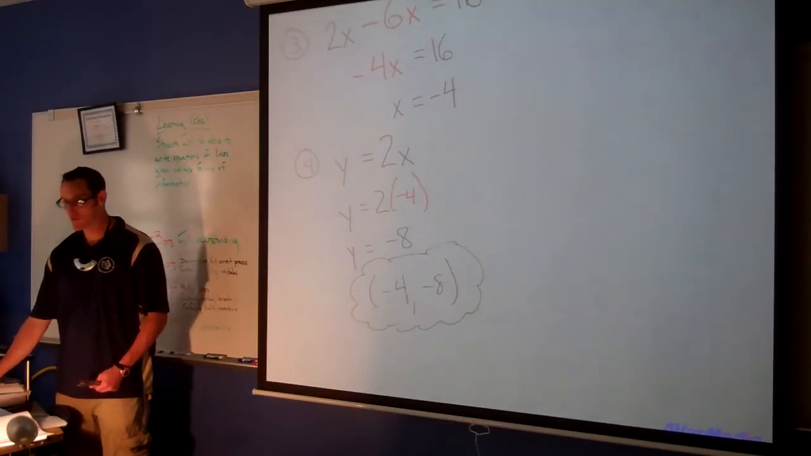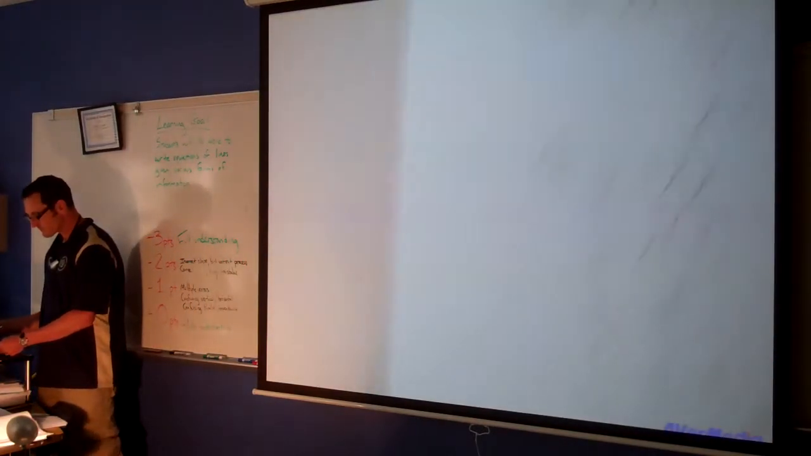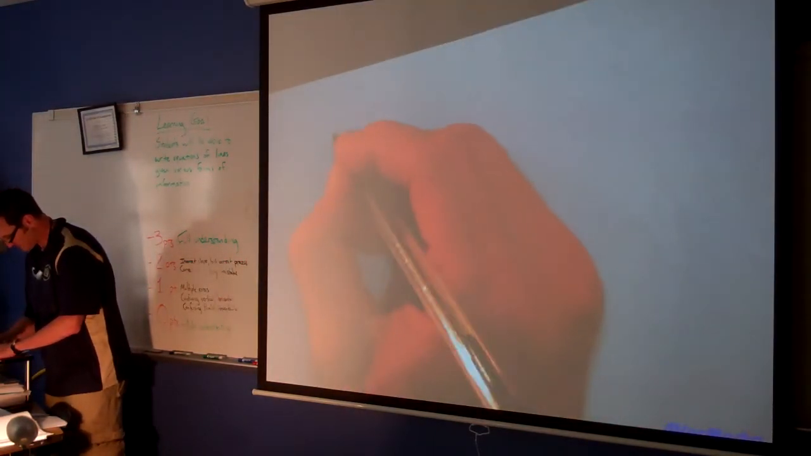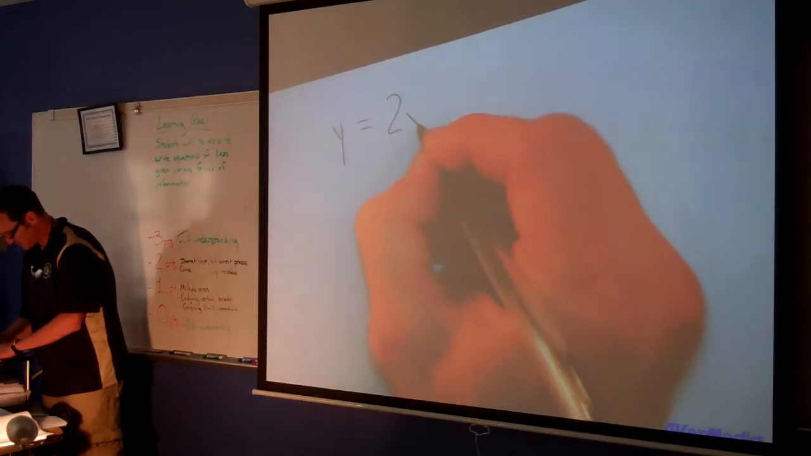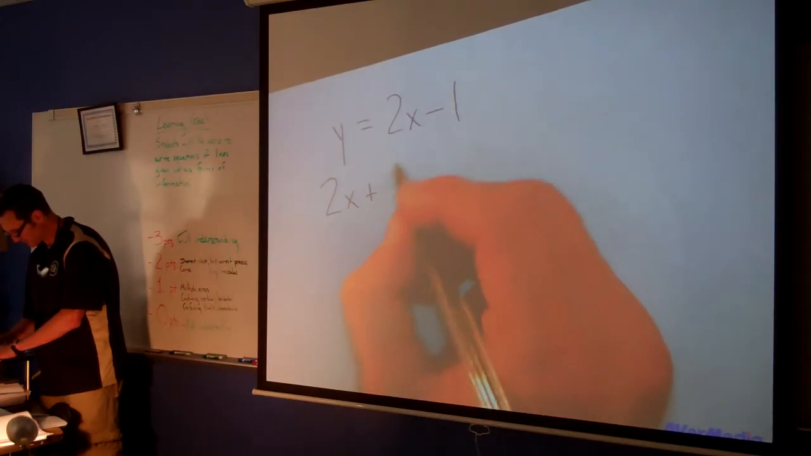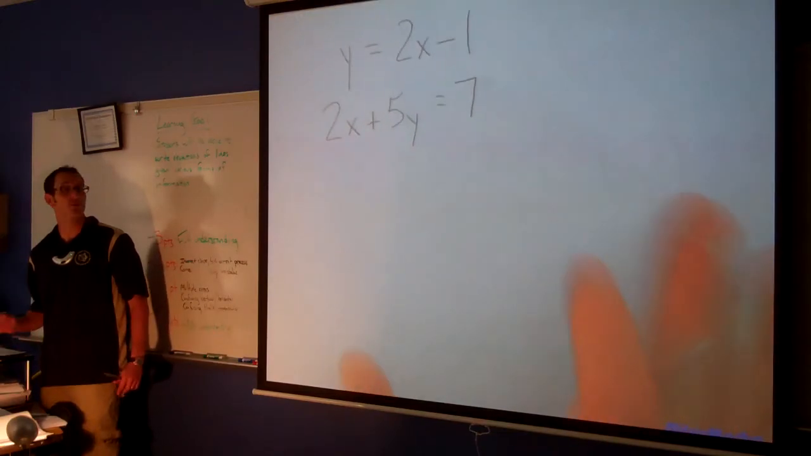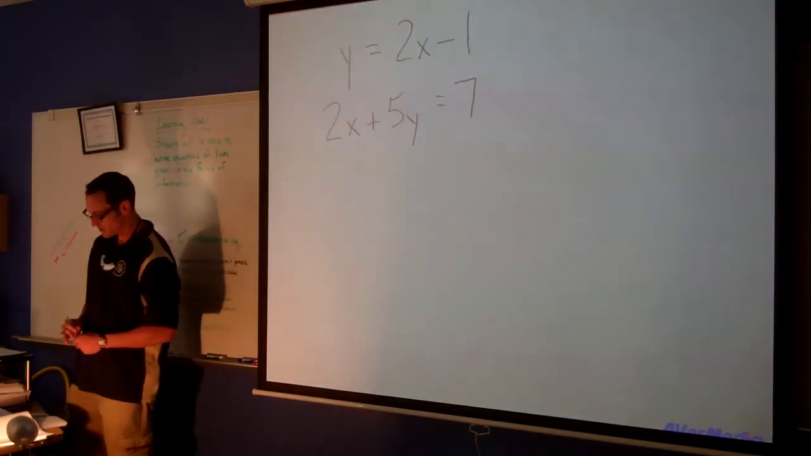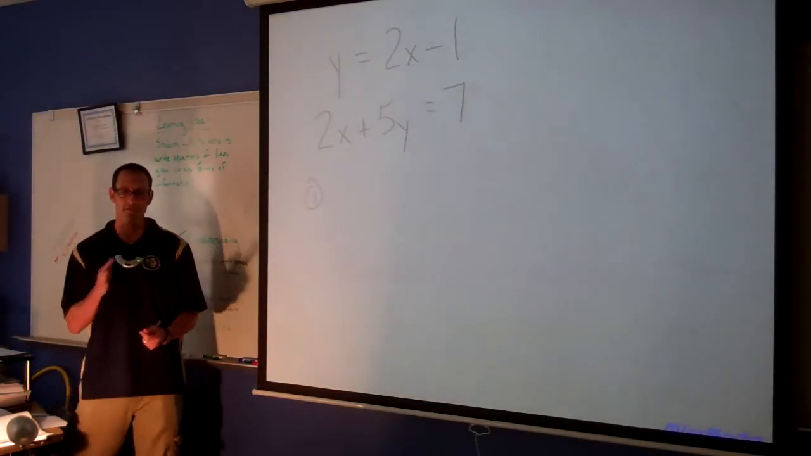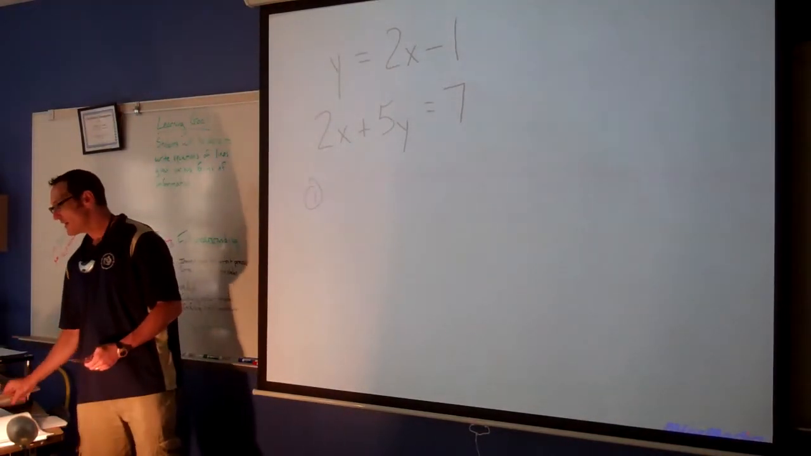Now before I finish, I want to do an even crazier example, because this stuff can get complicated. So let's do another example of another system where things get messy. If we have this equation, y equals 2x minus 1, and another equation, 2x plus 5y equals 7, we can find the solution. Where do those two lines cross? Okay, so in step 1, do we know the value of either variable? Do we know what x is, or do we know what y is?